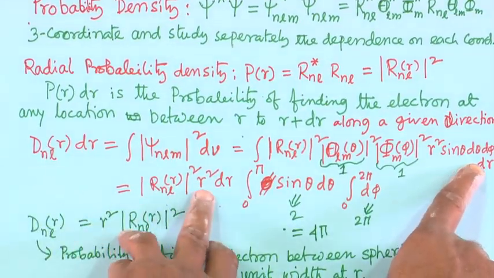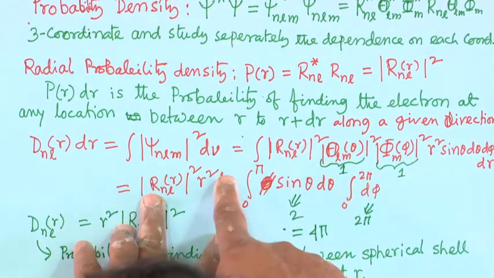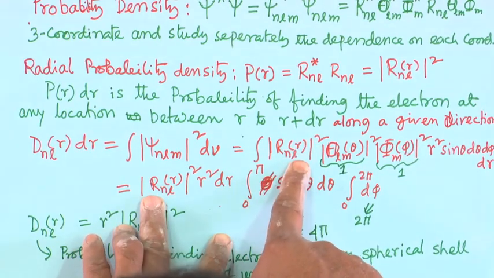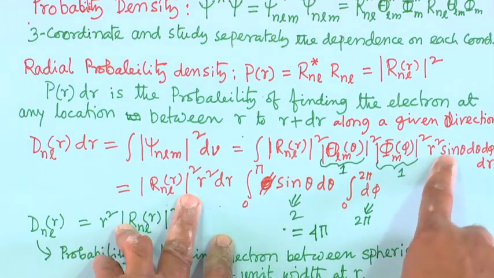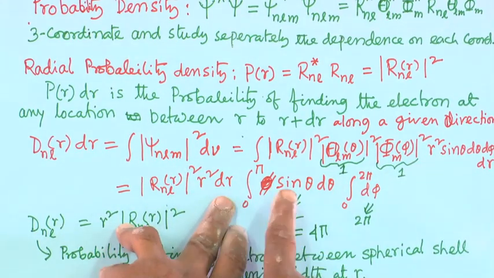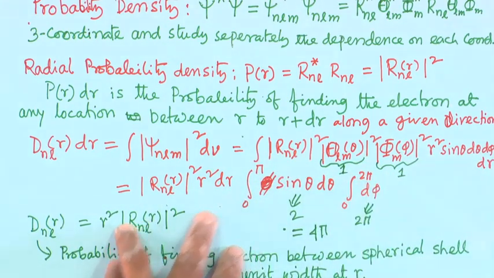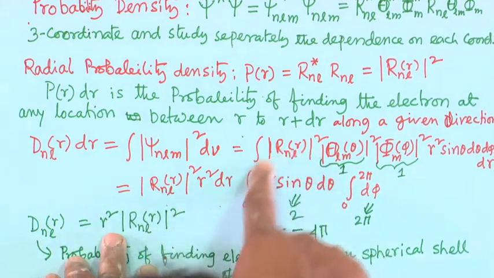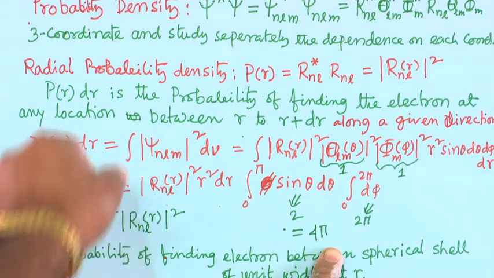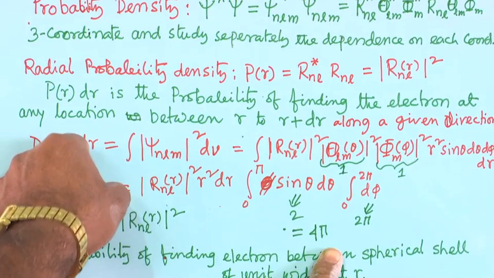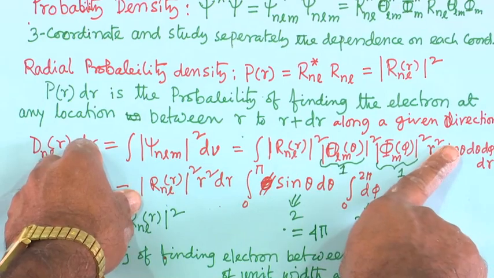So, here if I integrate over theta and phi, not over r, then I can write R_nl squared, with r squared kept, times dr. And the theta and phi part, if I integrate from 0 to pi and 0 to 2 pi, gives 2 and 2 pi, which is basically 4 pi. Here I have not written the normalization part. If I write the normalization part, this 4 pi will go.